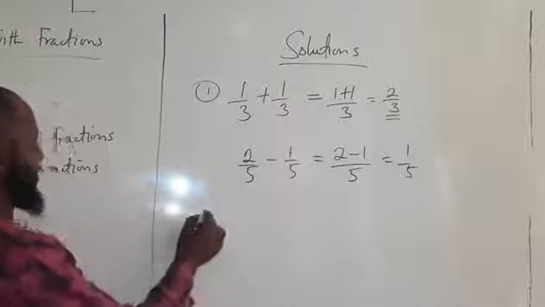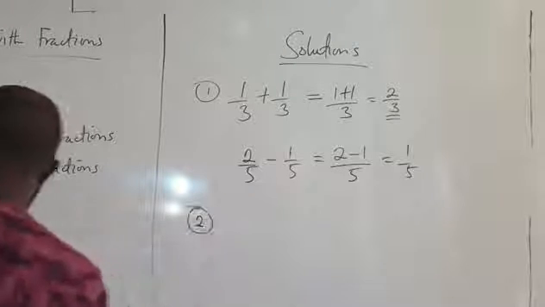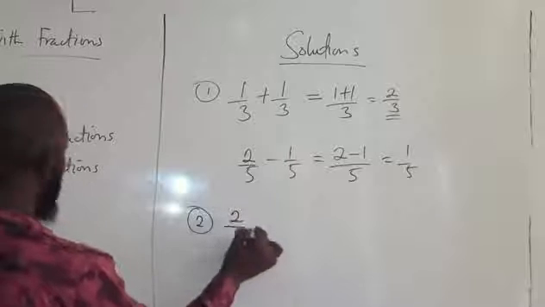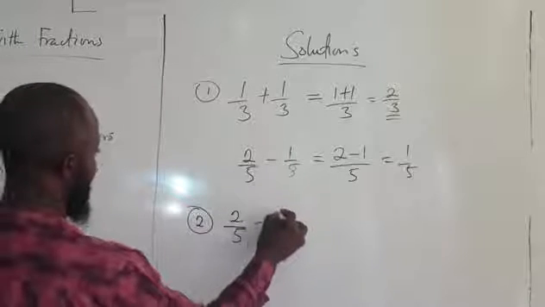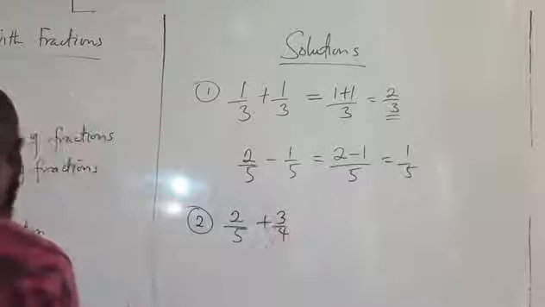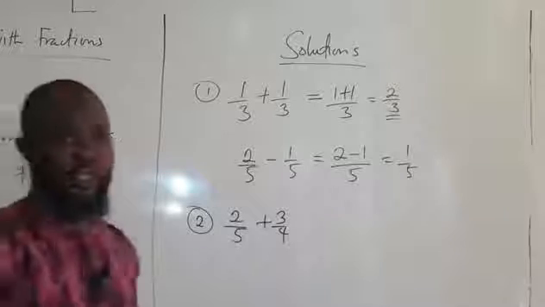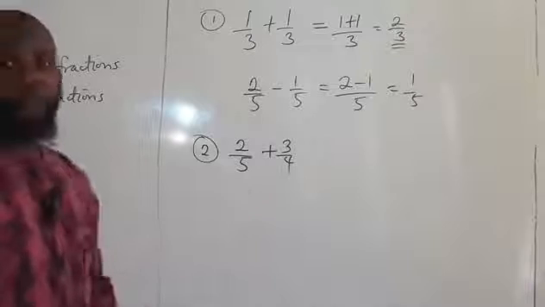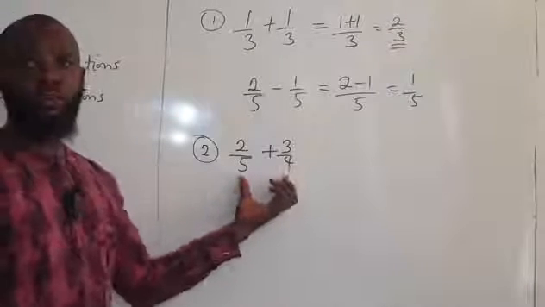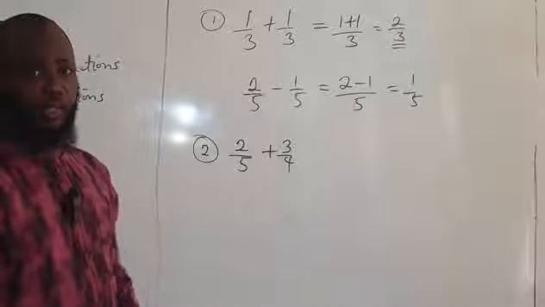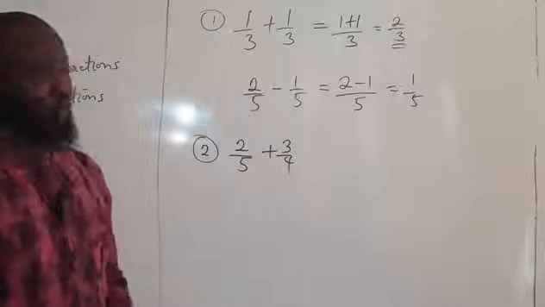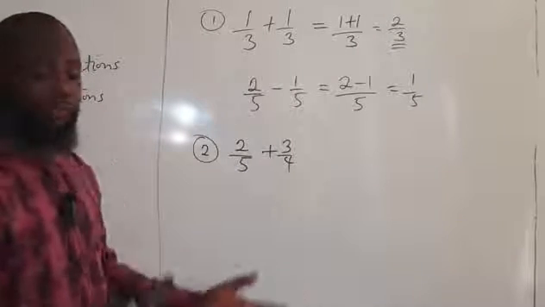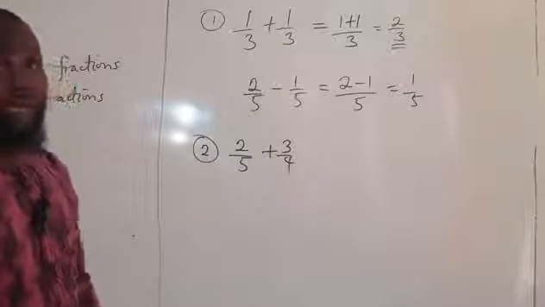Then the second aspect, number 2, we have 2 over 5 plus 3 over 4. If you look at this question, you notice that it's quite different from this. The denominators are not the same. So what are you expected to do? I'm going to show you two methods. There is one butterfly method that is very common that you can apply here.